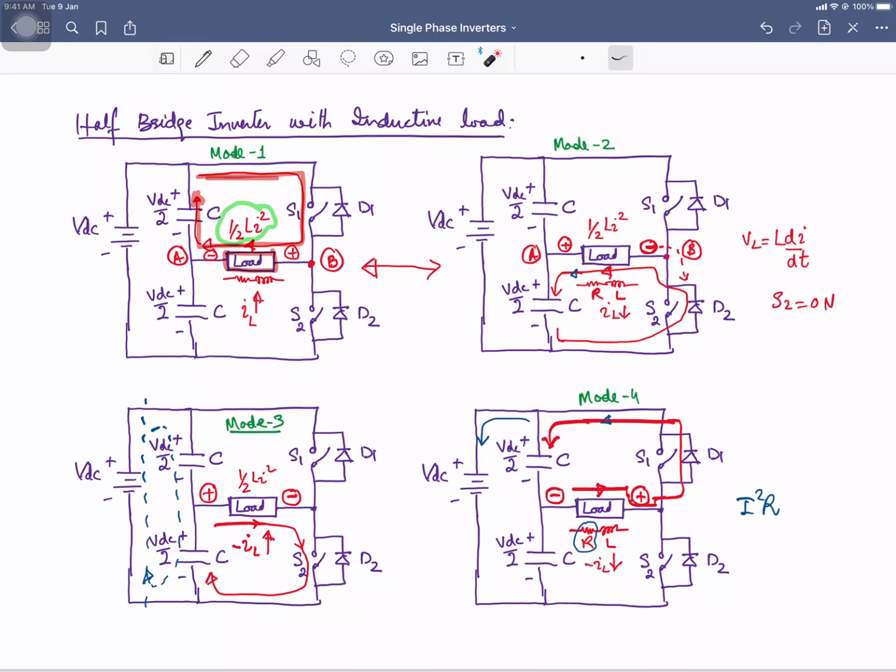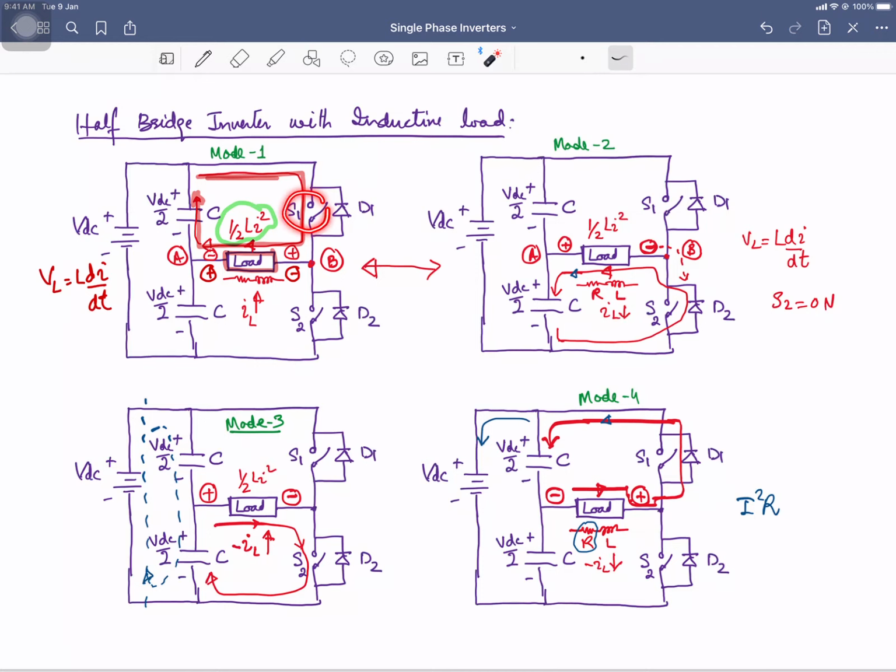So this inductor, because of the rate of change of current, will give you an induced voltage across its terminals, because inductor voltage is equal to L di by dt, and you are going to interrupt the current. So depending upon the rate of change of current, there will be a voltage across the inductor terminal, and that will be with the opposite polarity with respect to the voltage that was there before the interruption of the current.